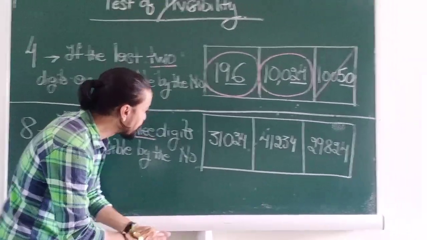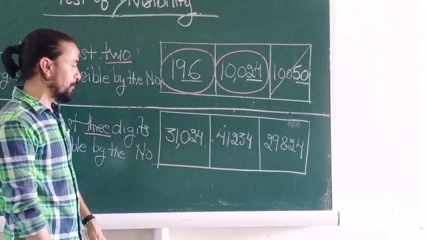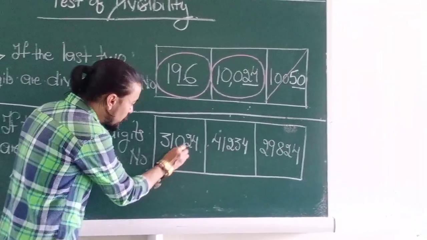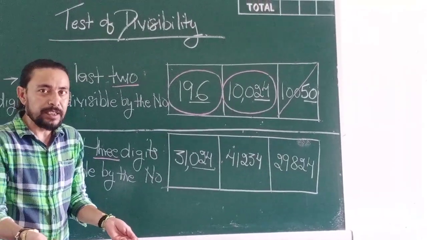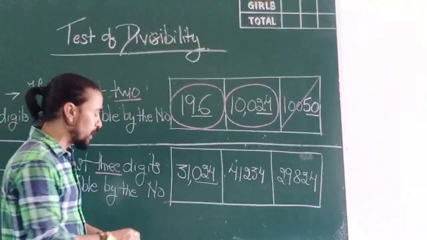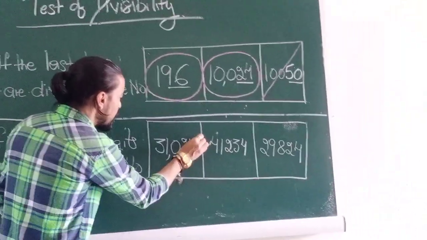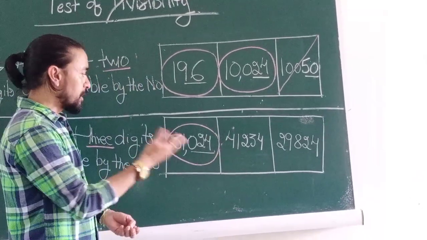Let's check on that. Now, 31,024. Last 3 digits 0, 2, 4. That means 24 only. Does 24 come in the 8 times table? Yes, 8 3s are 24. So this particular number is divisible by 8. Let's go to the next number.